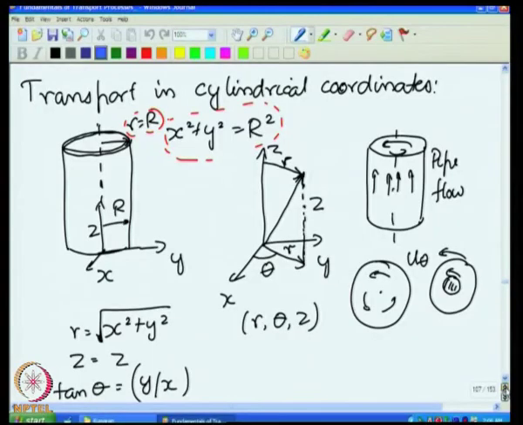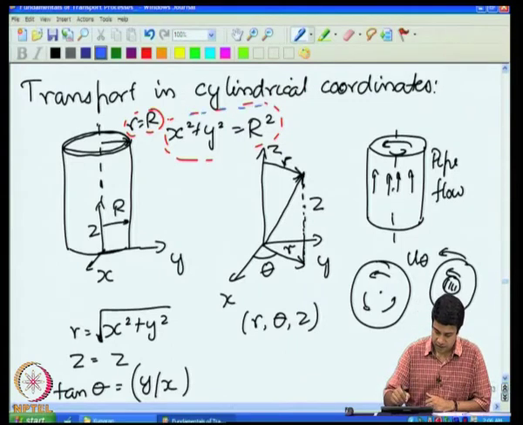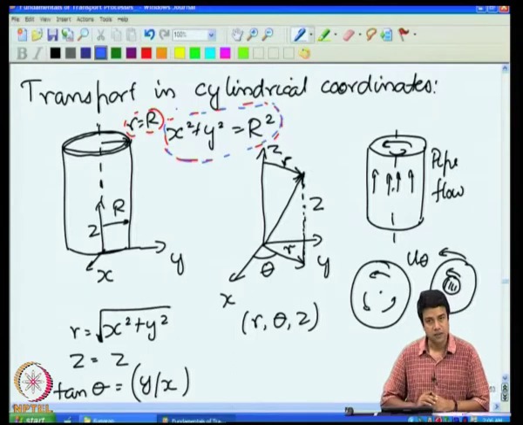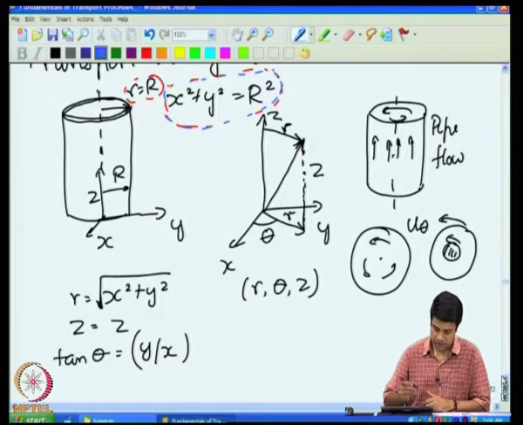The simplest example we looked at was the transport in cylindrical coordinates, which we looked at in the previous few lectures. In this case, if we have a cylindrical surface, then the equation of the surface is expressed as x square plus y square is equal to r square, which is in general difficult to express in a Cartesian coordinate system. It is difficult to enforce boundary conditions in this coordinate system. Therefore, we went to a cylindrical coordinate system where cylindrical surfaces are surfaces of constant r, surfaces along which the radius is a constant.